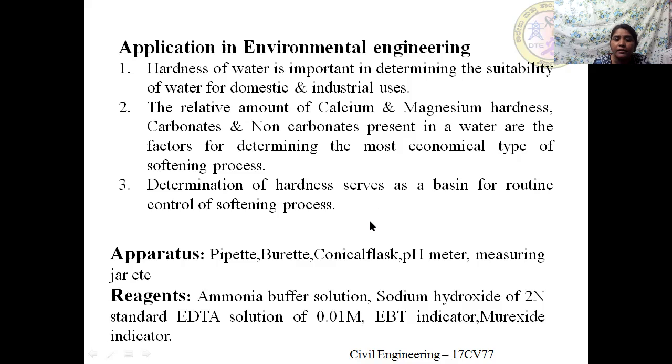Coming to the apparatus required to carry out this experiment, we need a pipette, a burette, a conical flask, a pH meter, measuring jar, etc. What are the various reagents used? We use ammonia buffer solution, sodium hydroxide of 2 normality, standard EDTA solution of 0.01 molarity, EBT indicator, eriochrome black T indicator, and murexide indicator.